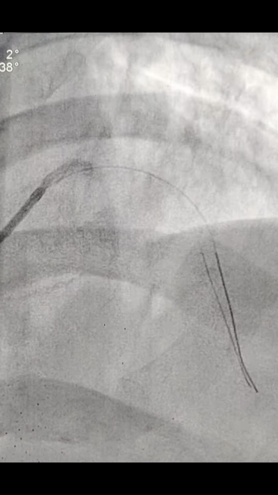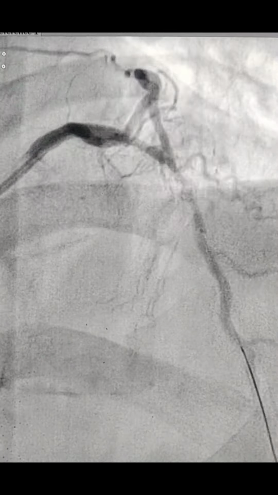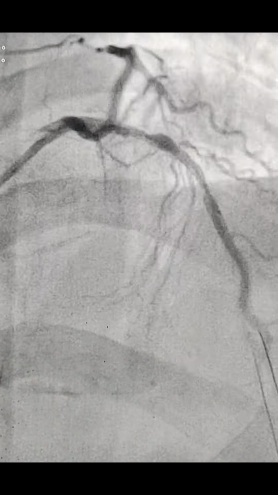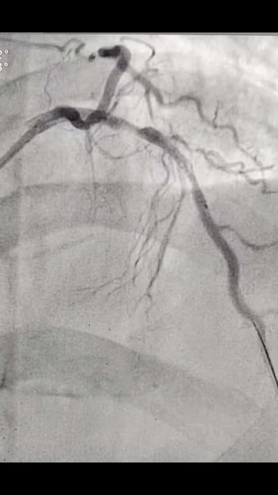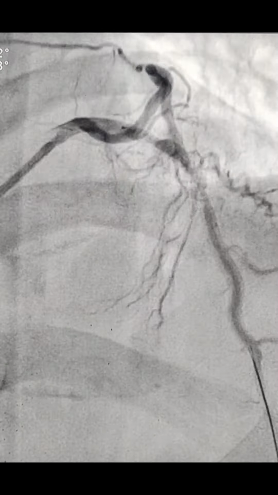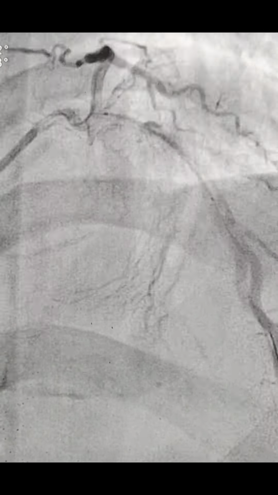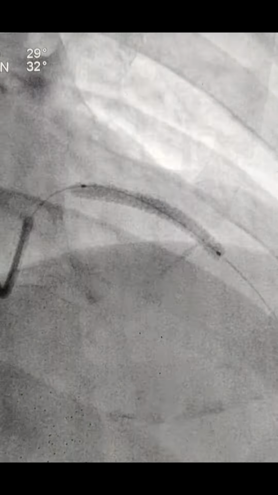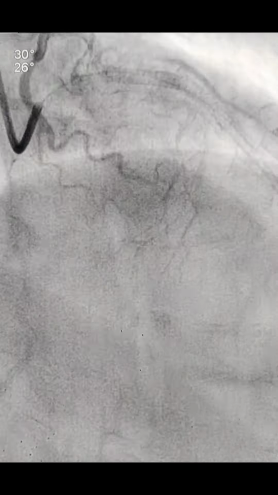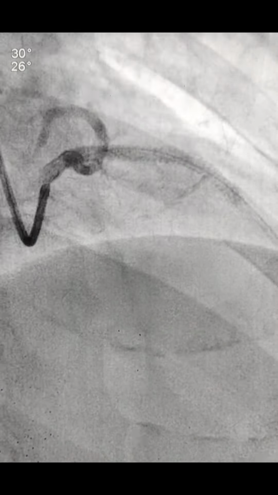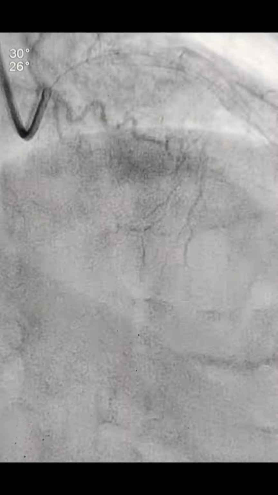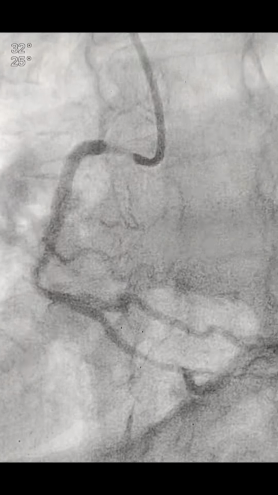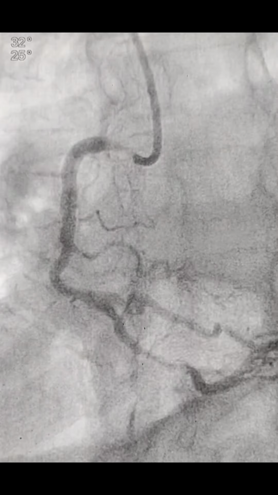So after pre-dilatation, this is the cine, and you can see it has opened, and this is a 3.5 into 32 stent we placed. This is the placement of the stent, and this is the right cranial view. And then we inflated the stent at 14 atmospheric pressure, nominal was 8. This is a 3.5 into 32 stent, and this is a picture after the stent deployment. And then we did the NC also, and then we came to the RCA.